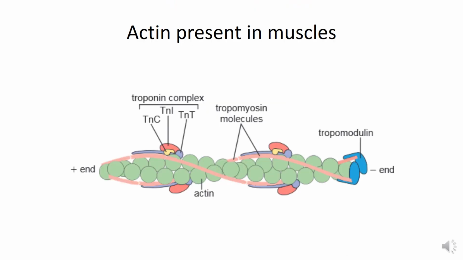Actin filaments also form the contractile component in the muscles, and they are present as a double helical structure. You can see here the double helical structure, and they are associated with the troponin complex and tropomyosin molecules, and they interact with the myosin and produce contraction.